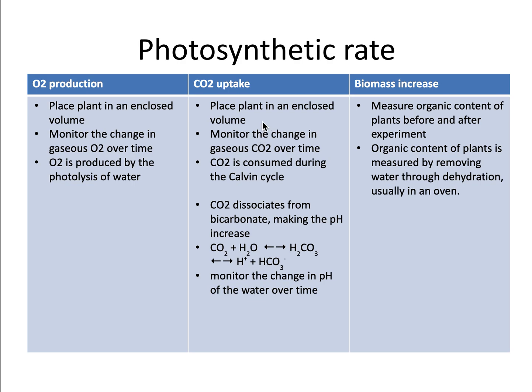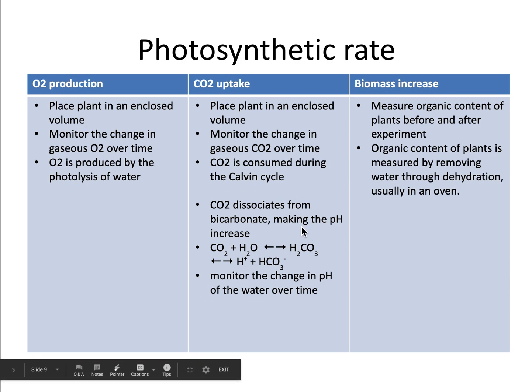Or you could do something similar with carbon dioxide uptake, so how much carbon dioxide is being subtracted from the air around it. You could place a plant in an enclosed volume and monitor the changes of CO2 with a Vernier probe that's stuck in the tube. Carbon dioxide is consumed during the Calvin cycle, so you should see a decrease if photosynthesis is happening.